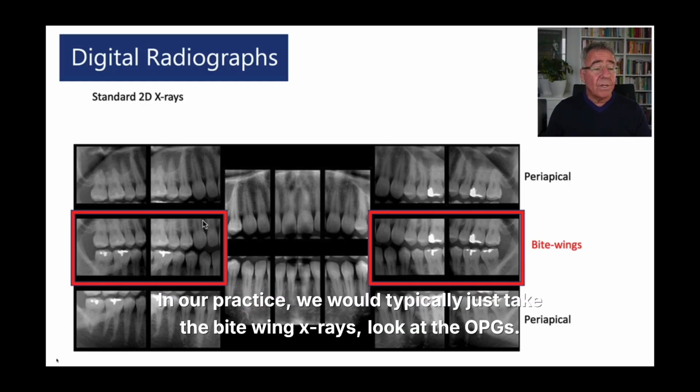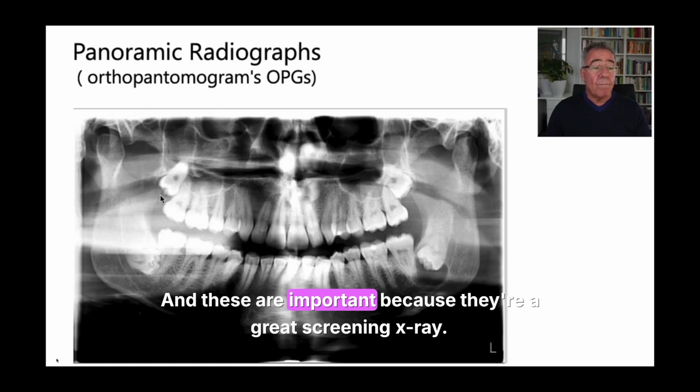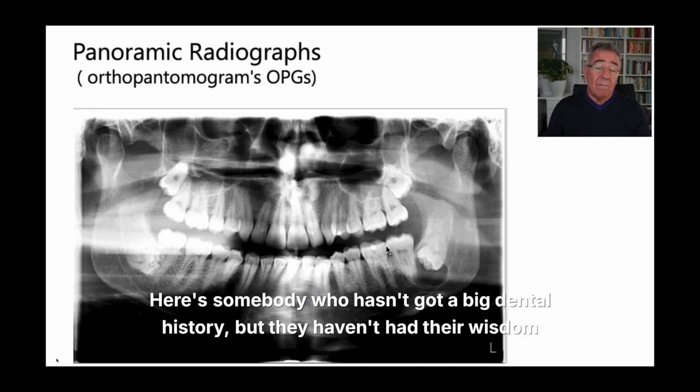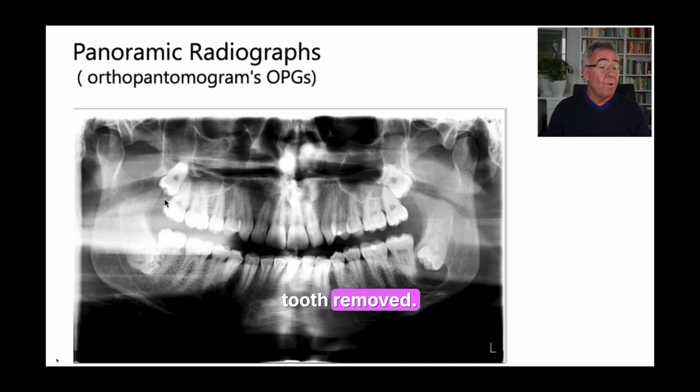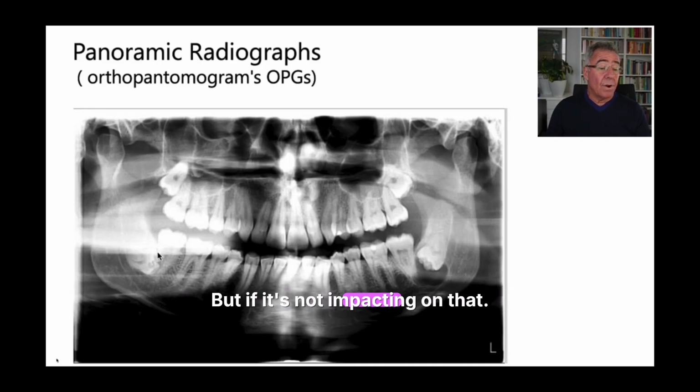In our practice, we would typically just take the bitewing X-rays, look at the OPGs. These are panoramic X-rays, and these are important because they're a great screening X-ray. Here's somebody who hasn't got a big dental history, but they haven't had their wisdom tooth removed. They have no pain at all. I'm not too concerned about this wisdom tooth, or that looks pretty bad, but if it's not impacting on that, I could live with that or that. It's this one that's the problem, surprisingly.